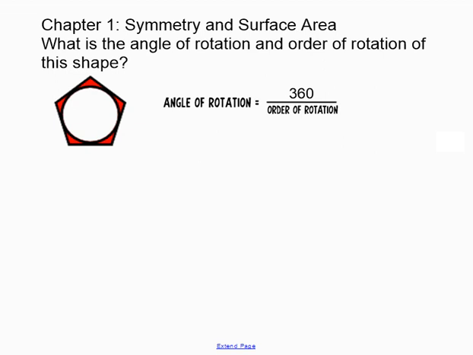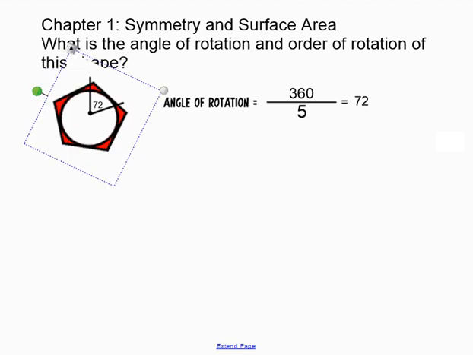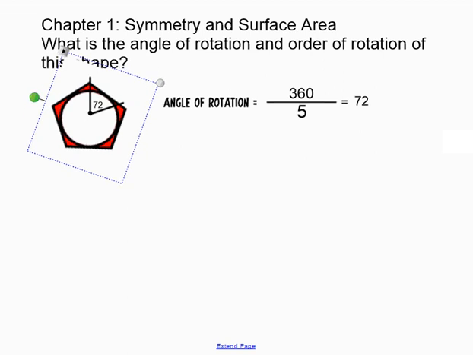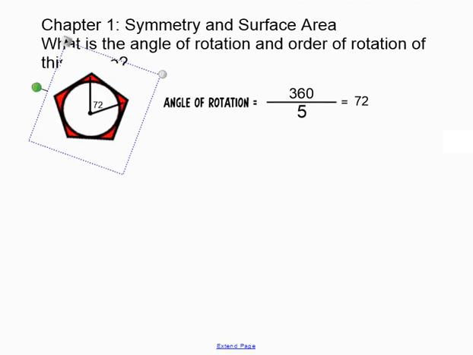Since the order of rotation of this figure is 5, if we take 360 and divide it by 5, we get 72. Now 72 degrees means that this shape is rotated 72 degrees before it appears as itself. So if I take that image again and rotate it to there, 72 degrees is rotated to its original form again. So the answer is 72 degrees.